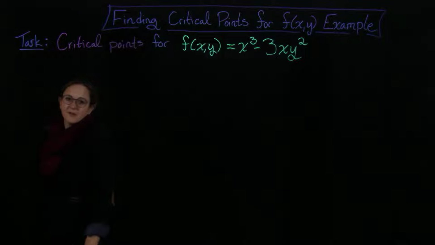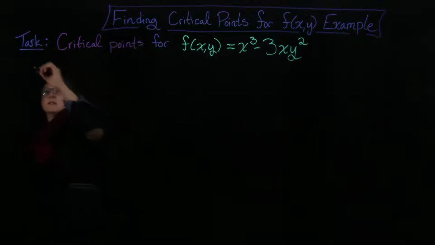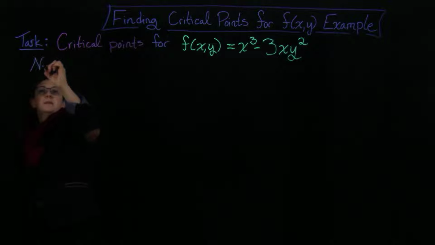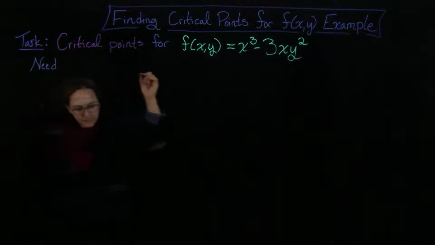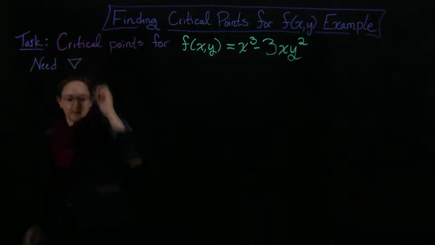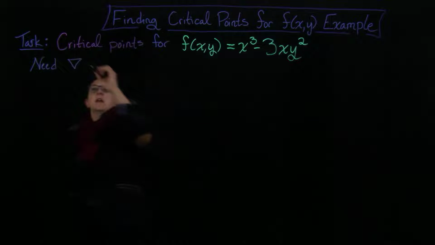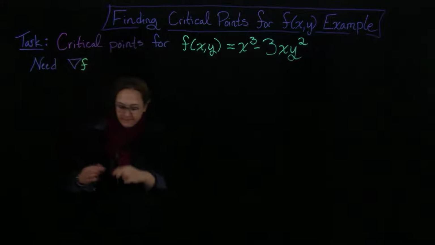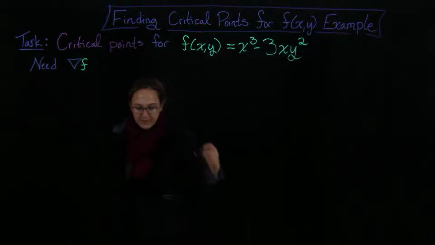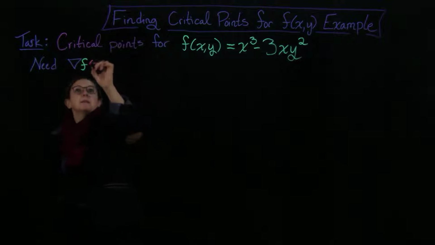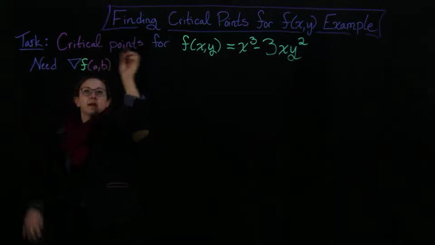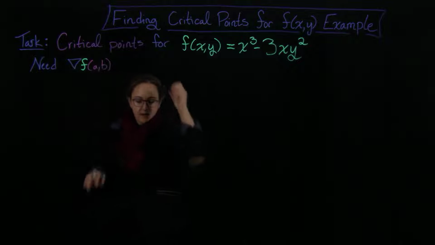Okay, so what are we going to need? In order to find critical points, we know that we need the gradient to equal 0. So we need the gradient of this function f, evaluated at our critical point (a, b), to equal 0. That would be a critical point if this was true.